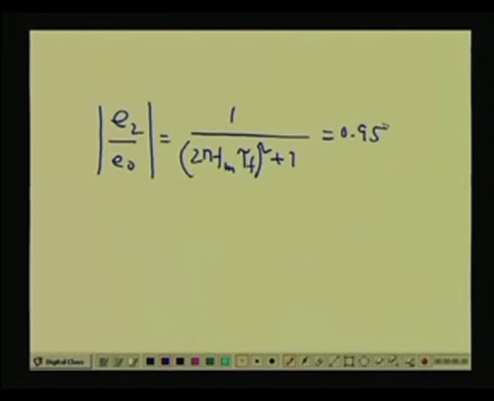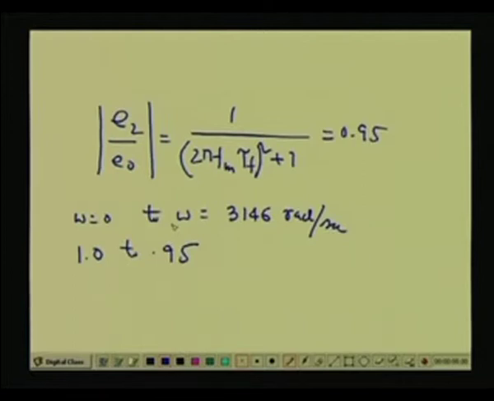right, clear. So, if this is the case, I can say that the amplitude ratio from omega equal to 0 to omega equal to 3146 radians per second is nearly flat. That is, it starts from 1 and falls to 0.95, right. So, it is reasonably good.